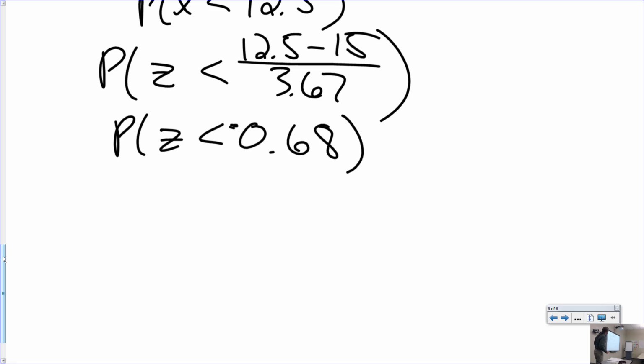So what is the probability that z is less than negative 0.678? Or sorry, 0.68, not 0.678. That doesn't make sense. You're looking at 0.240. What was that? 0.240.